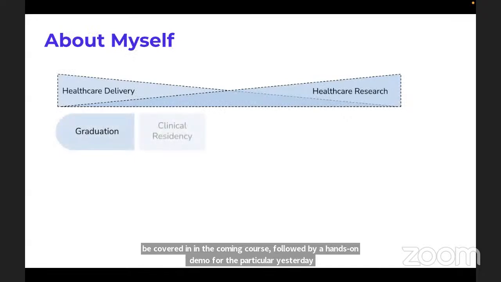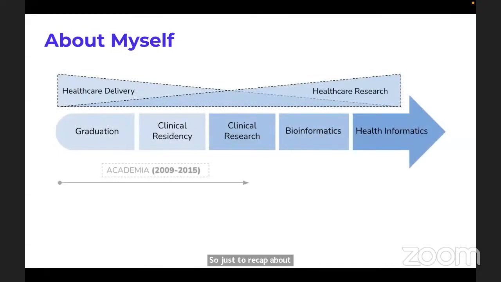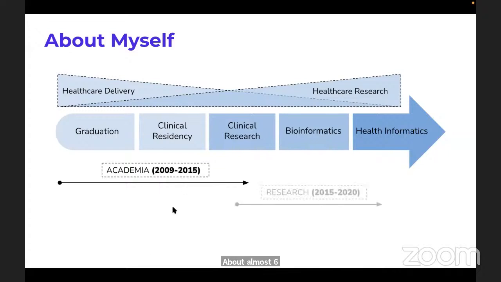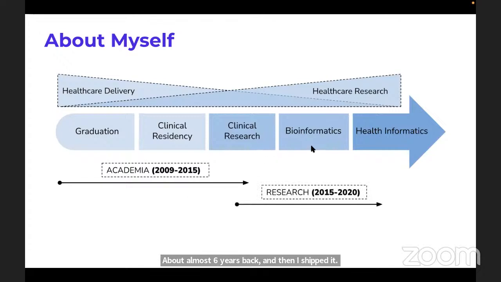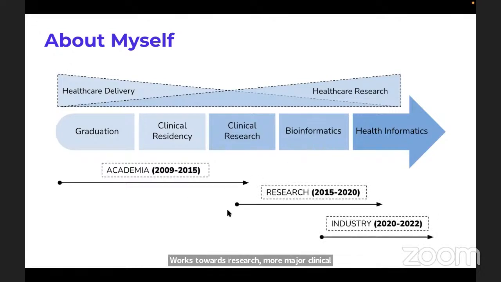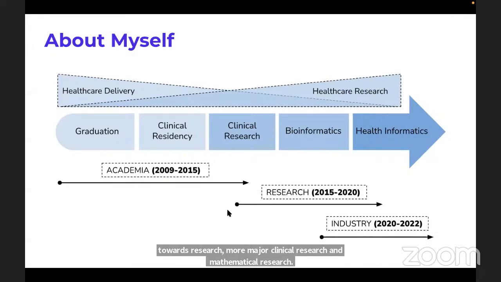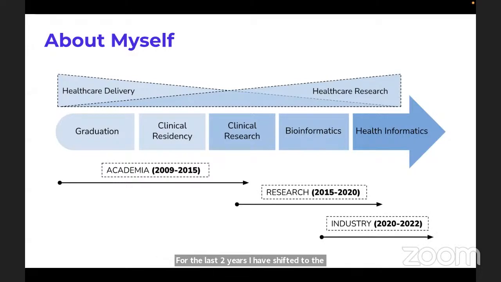So just to recap about myself, I am basically a clinician turned scientist. I started with my graduation and clinical residency almost 6 years back, and then I shifted towards research, majorly clinical research and bioinformatics research. For the last 2 years, I have shifted to the industry, where I find meaningful insights from healthcare and biotech data using machine learning and other AI-based tools.